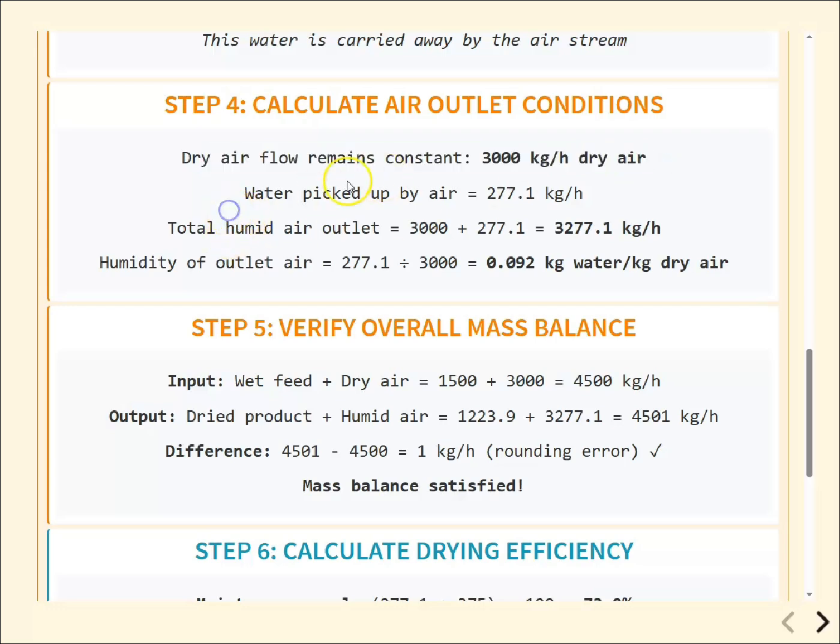However, this air picks up 277.1 kg per hour of water. So the total humid air outlet is 3000 plus 277.1, that is 3277.1 kg per hour. Now from here, the humidity of the outlet air will be 277.1 divided by 3000, that is 0.092 kg water per kg dry air.